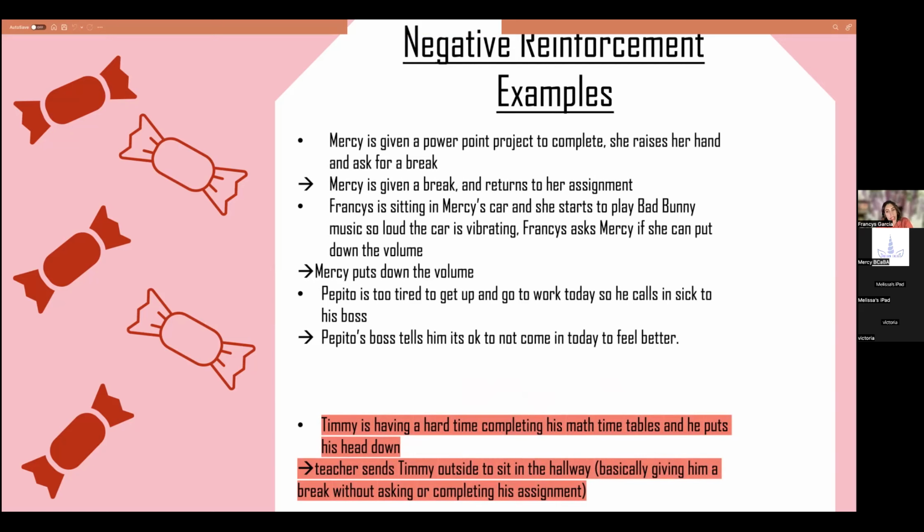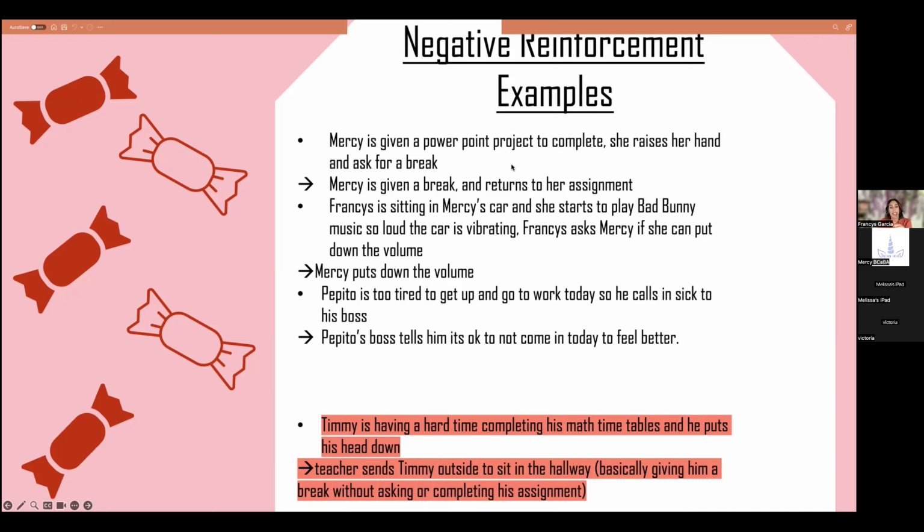Mercy is given a break and returns to her assignment. This is a form of negative reinforcement. She asks for a break and a break is given to her. Something is removed, which is her having to be on task. She appropriately asked for a break, and that removal of that specific task was given to her. Since she got reinforced for it, likely in the future she's going to ask for a break the correct way to do her break for her assignment.